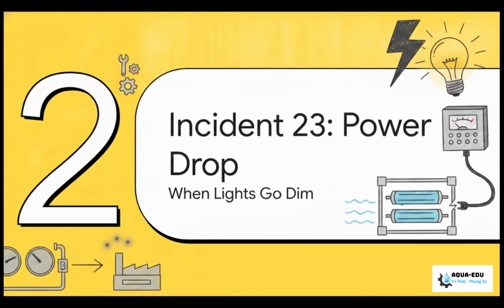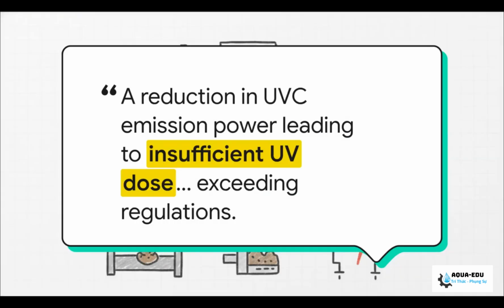That brings us to part 2, Incident 23. This is what happens when the lights literally go dim. So what exactly is Incident 23? The official SOP defines it as a reduction in UVC emission power leading to an insufficient UV dose. In plain English, it means E. coli and total coliform concentrations are spiking way past our biological discharge limits. A low UV intensity alarm is going to trigger, and suddenly we are completely out of compliance.